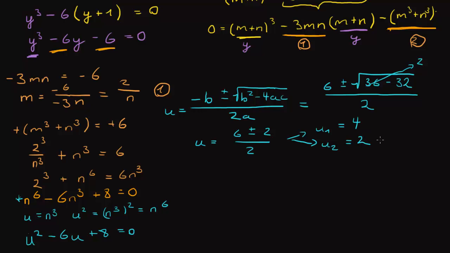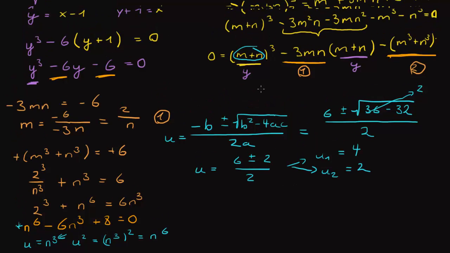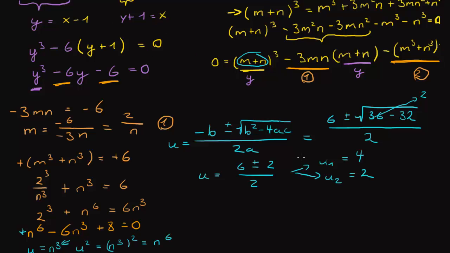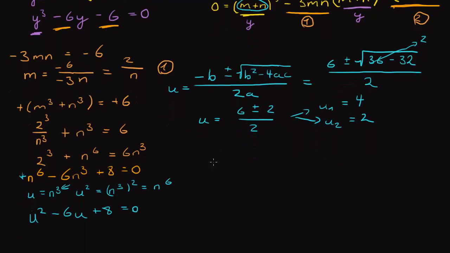So now we can pick one of them. It doesn't really matter. Let's say we pick 4, and we want to solve for n, right? We substituted n. We want to know n, so we can then find out what m is, and then we can add up m and n, and we get our y, right? And with our y, we can then get our x, because we know that our x is y plus 1. So what is our n?